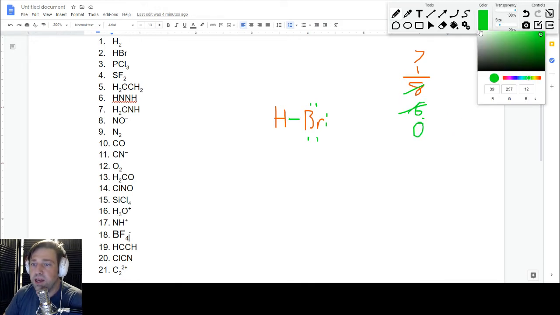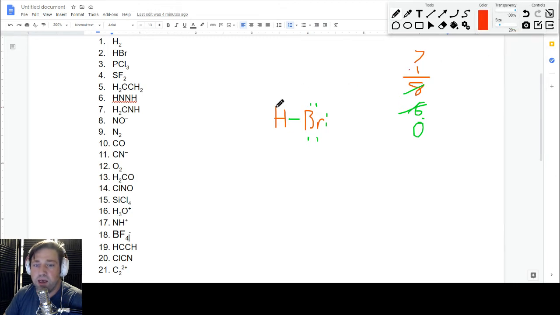Next up, switch over to red. Now we're going to check to see if everyone has an octet. Remember, this bond is being shared between both of them. When we look at the octet for bromine, these 2 electrons count. When we look at the octet for hydrogen, these 2 count. So bromine has 1, 2, 3, 4, 5, 6, 7, 8. Bromine is good. It has an octet.